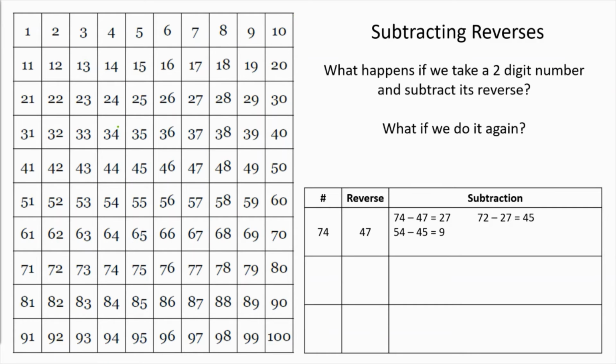Now, what if we do this one more time? Well, the reverse of 9 is just 9. So 9 minus 9 equals 0. Now that we've got to 0, we're all done subtracting the reverses. We started at 74, and we subtracted reverses all the way down to 0. Pretty cool, huh?